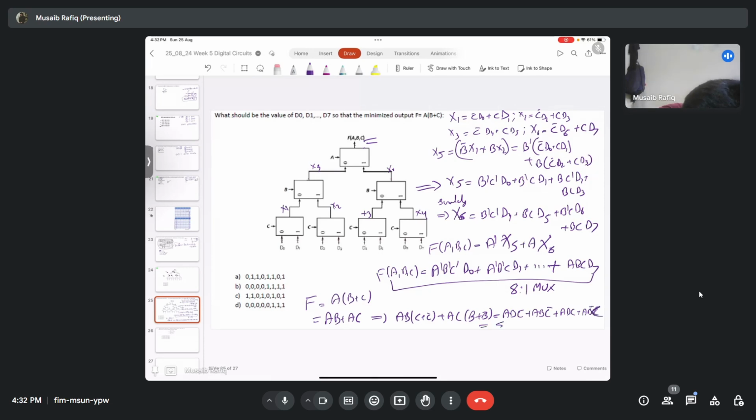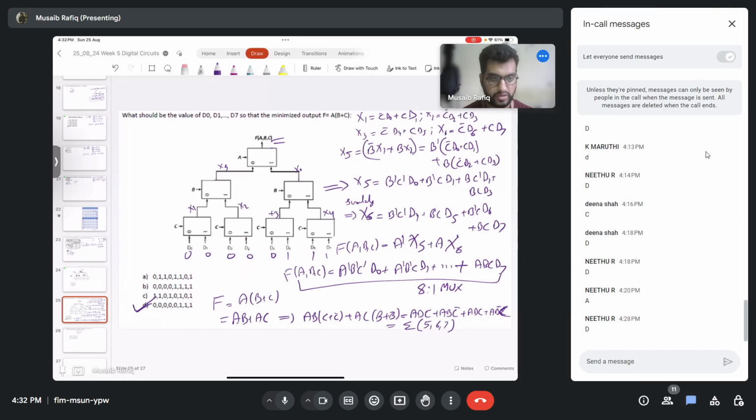So ultimately it is the sum of min terms 5, 6, and 7. Yeah, it's the sum of min terms 5, 6, 7. So for 5, 6, 7, you need 1, 1, 1, and all other terms to be 0. So that is option D, right? I hope this was clear, right?